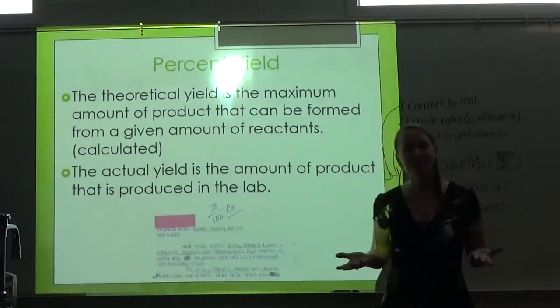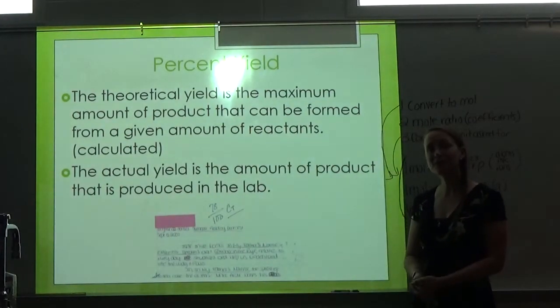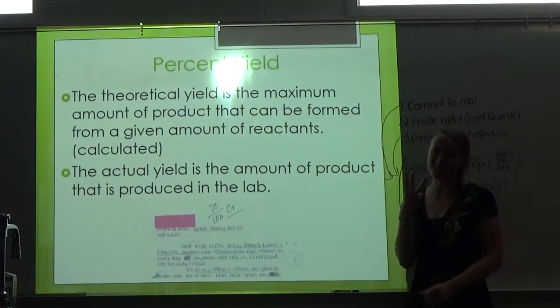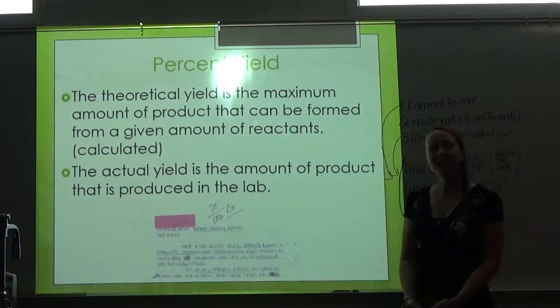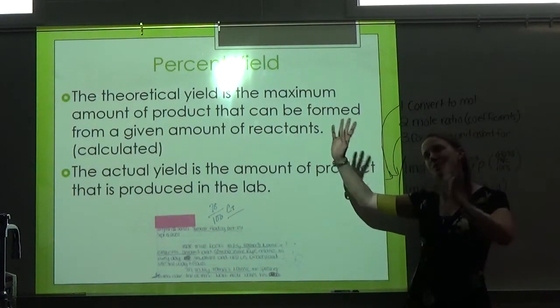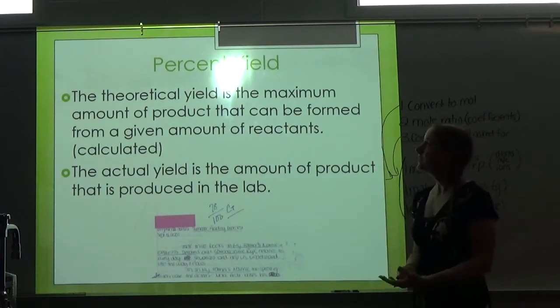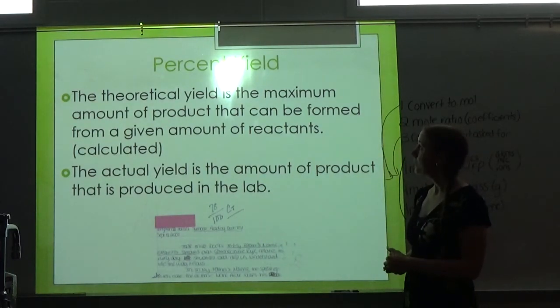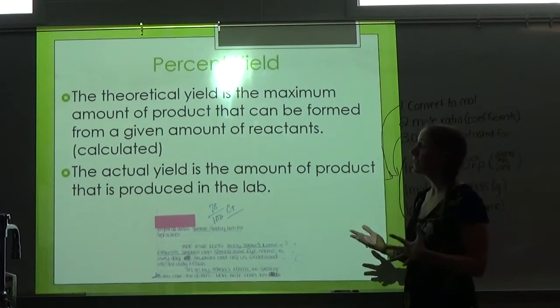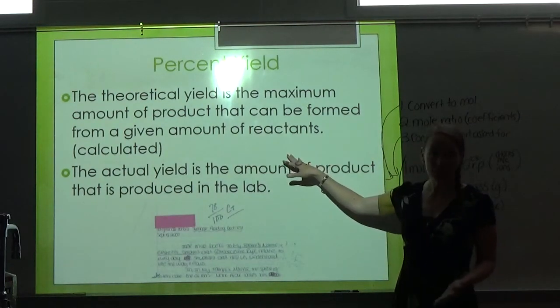So this is our Honors Chemistry section 12.3 lesson video, and this is part 3. Yes, there is more. And so the last thing that we have to cover for our whole stoichiometry chapter is percent yield. So the theoretical yield is the maximum amount of product that can be formed from a given amount of reactants, and so it has to be calculated.